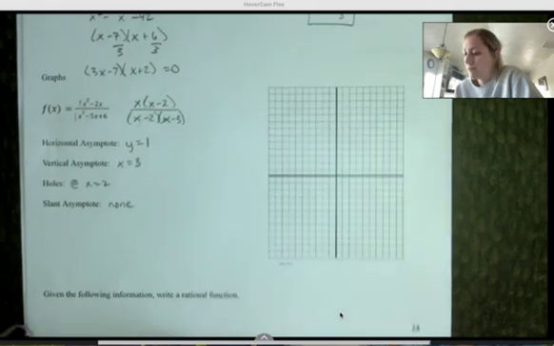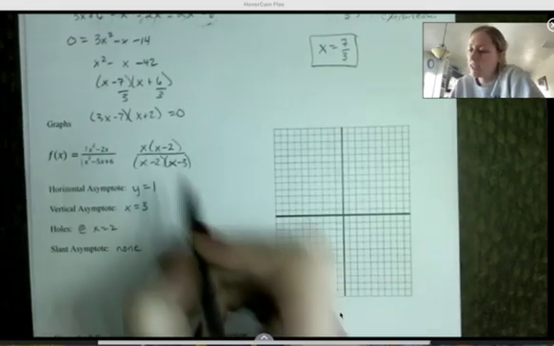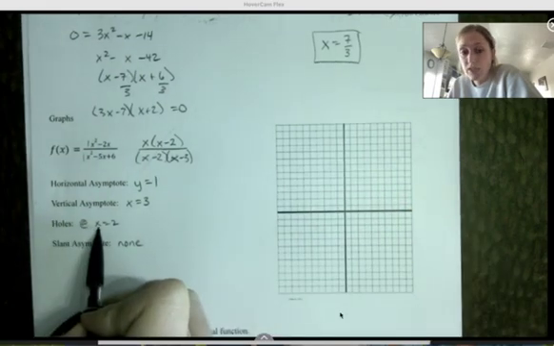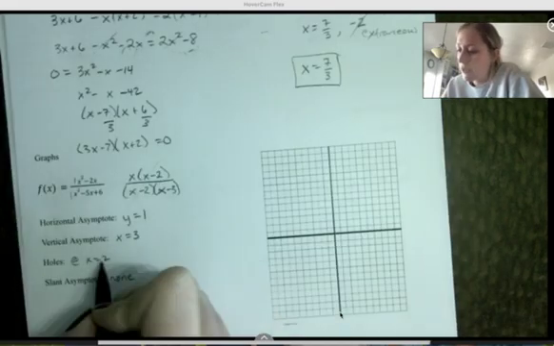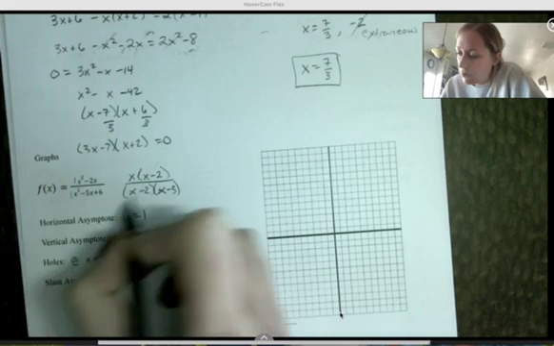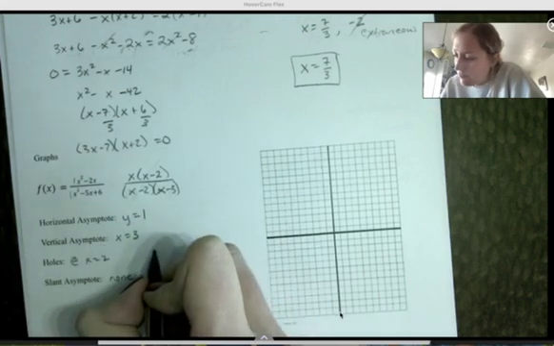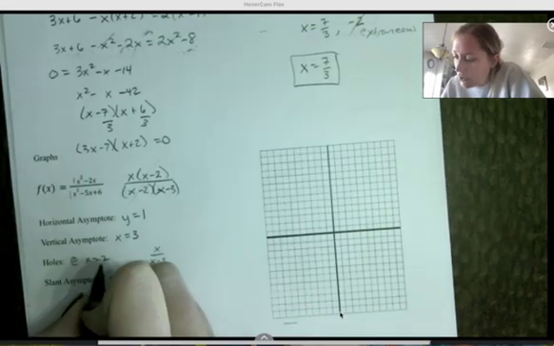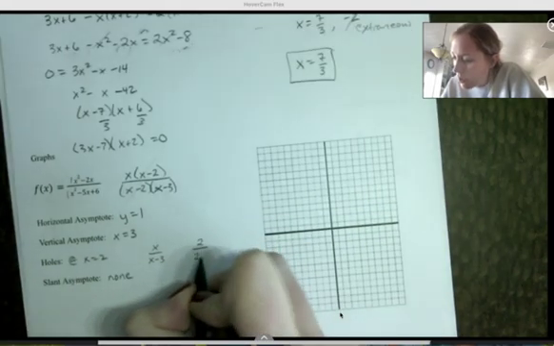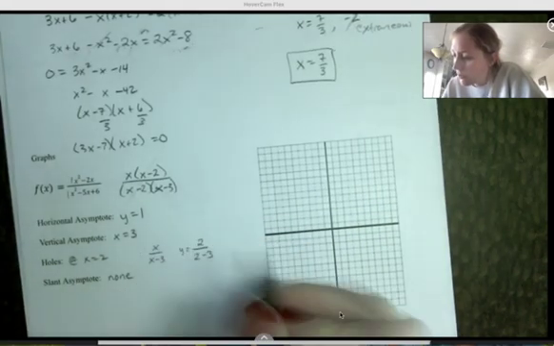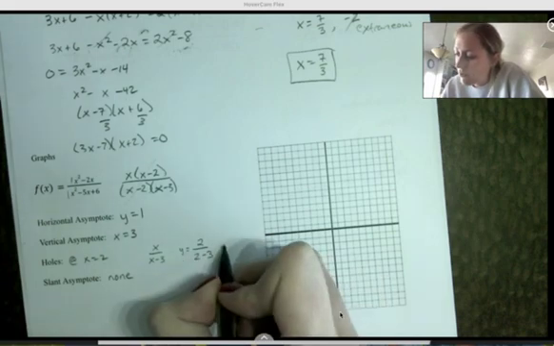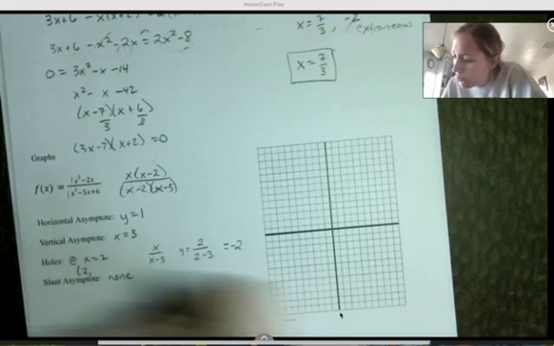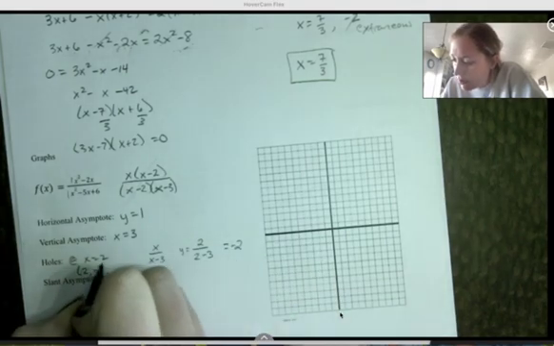Okay, so let's graph. One thing about the holes, you guys, is we can actually find the coordinates of the hole. Right now I know the x coordinate is 2. We can also find the y coordinate. So if I were to cancel those, I have x over x minus 3. So if we were to plug in 2, I'm going to have y equals 2 over negative 1, which is negative 2. So that means the hole has coordinates 2, negative 2.